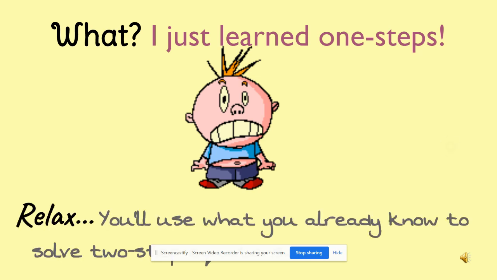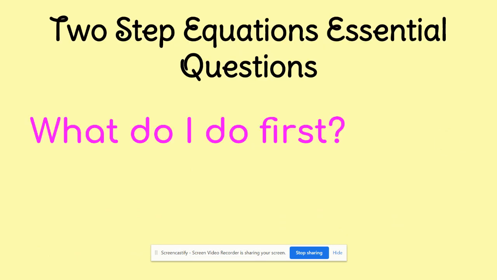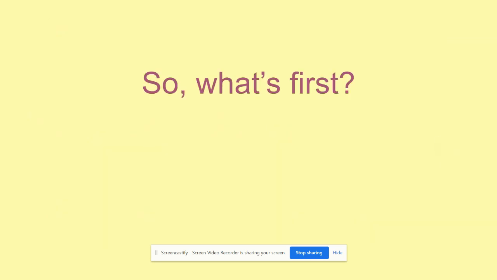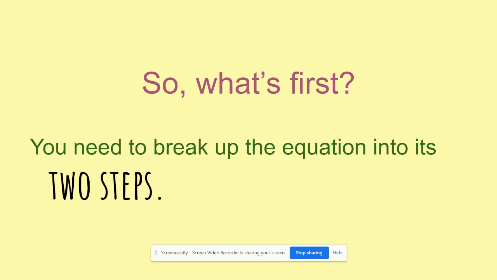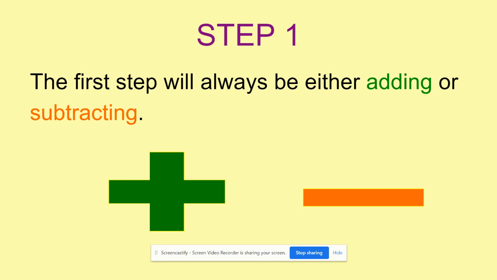Don't worry about it, though, because you're going to use what you already know to do these two steps. A two-step is pretty much like doing two one-steps. The important part is that we have to do them in the right order. So the question is, what do I do first and what do I do second? Let's look at the equations as if they are two steps, because they are, right? They're two operations, two things are happening. So let's figure out what those two things are.